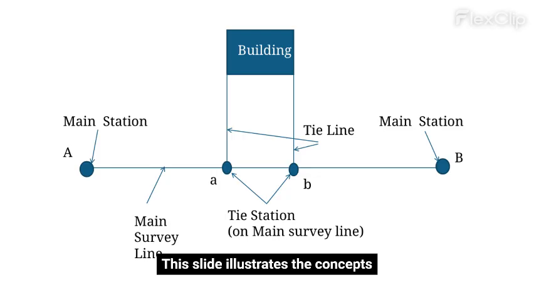This slide illustrates the concepts of main survey line, tie line, main station, and tie station using a diagram, showing their relationship to a building within the survey area.